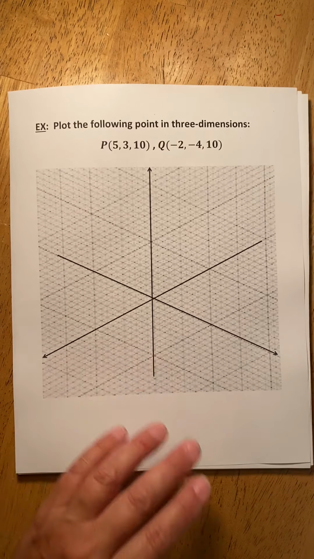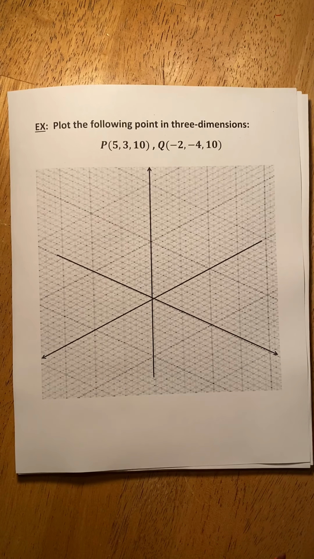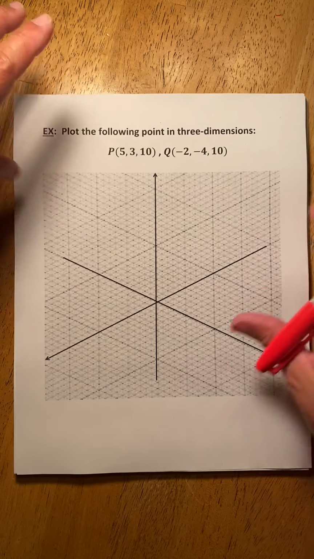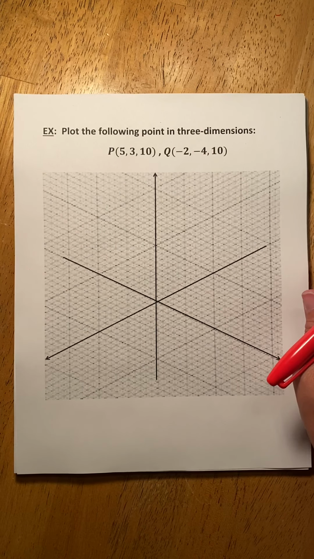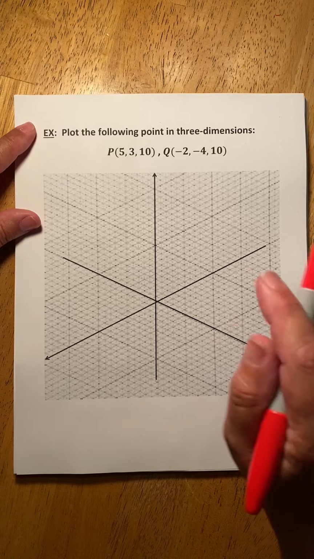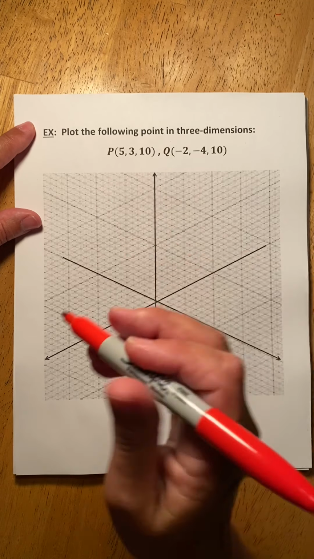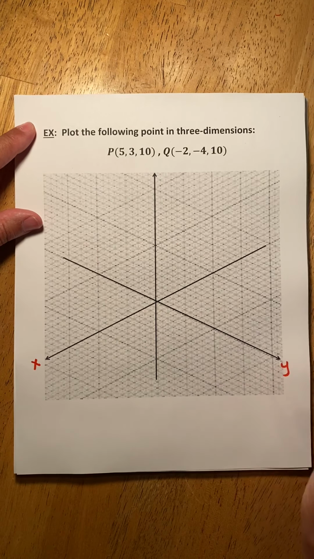So graphing these can be a little tricky. Let's plot these 2 points in 3 dimensions. If you're really ambitious, you can Google 3-dimensional graph paper. That's what I have printed out here. It helps a little bit. Sometimes it's still a little tricky. Let's try to find the point (5, 3, 10) on our 3-dimensional graph paper here.